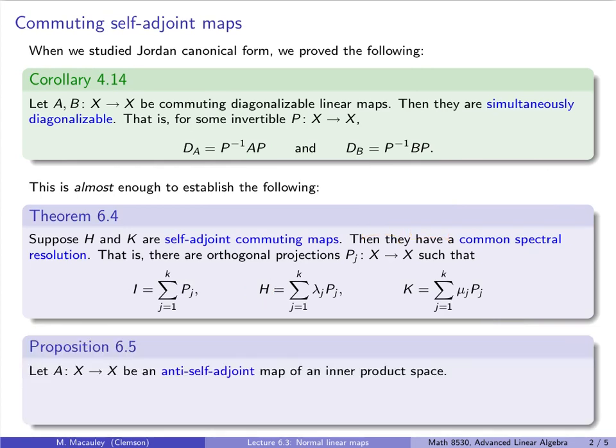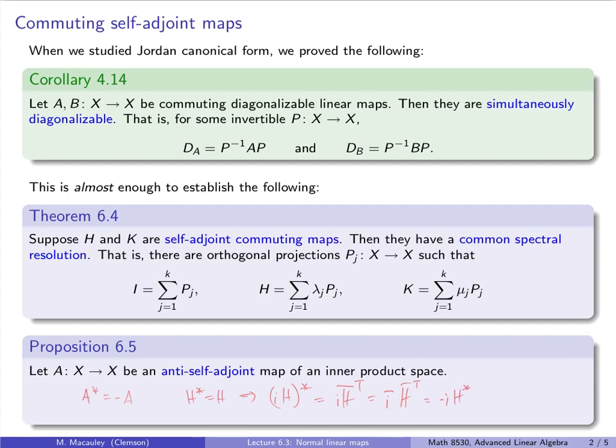Now I want to turn our attention to anti-self-adjoint maps. Remember what these mean. So A is anti-self-adjoint if A star equals negative A. And the key observation that we made in an earlier lecture is that if H is self-adjoint, then iH is anti-self-adjoint. And that's because iH is the conjugate transpose of iH, which is i bar H conjugate transpose, which is negative i, the complex conjugate of i is negative i, times H star.